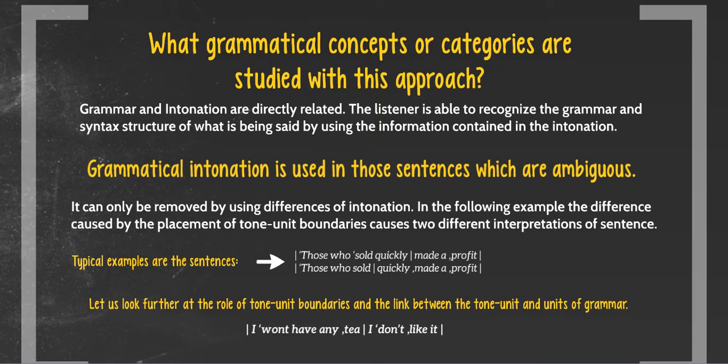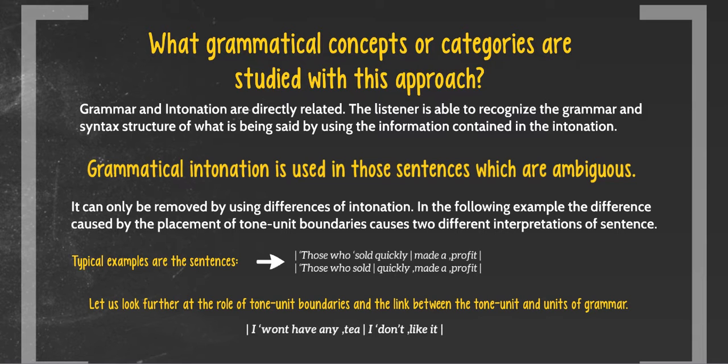What grammatical concepts or categories are studied with this approach? Grammar and intonation are directly related. The listener is able to recognize the grammar and syntactic structure of what is being said by using the information contained in the intonation. Grammatical intonation is used in sentences which are ambiguous. The ambiguity can only be removed by using differences of intonation.